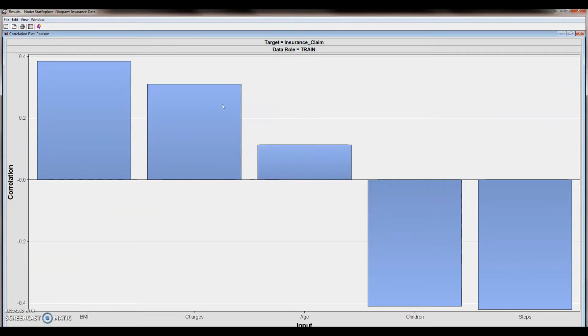First off, I would like to take a look at the relationship between my data metrics and the target variable of determining insurance claims. If you look at BMI, charges, and age, they all have positive correlations with the target variable, meaning that as these variables increase, the likelihood of an insurance claim also increases. Conversely, when you look at the number of children and the number of daily steps taken, as these increase, the probability of an insurance claim decreases.